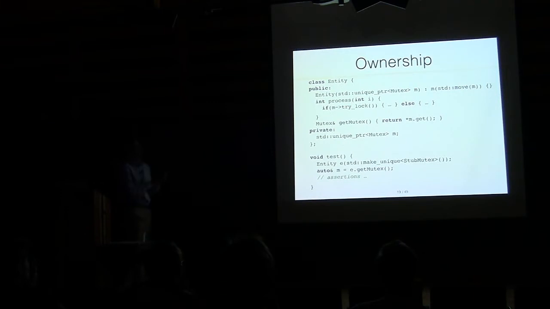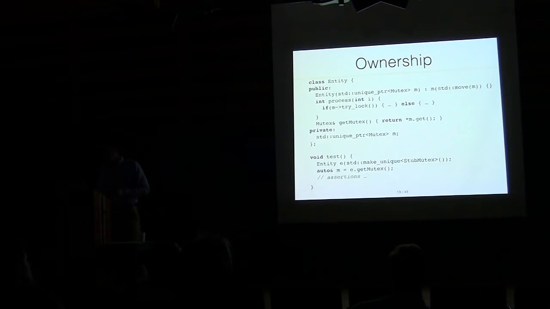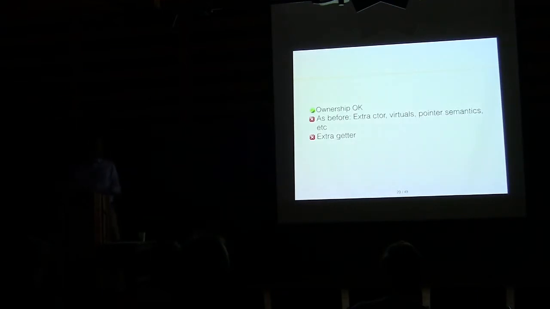So the first thing which really needs fixing is the ownership problem. That's the most dangerous problem. So we would like to solve that by using a unique pointer and passing a unique pointer via the constructor. Again, since we pass the mutex via the constructor and as a unique pointer, the entity is the unique owner, this means that in the test, we would not be able to exercise that mutex anymore. So somehow we need to have extra access for the mutex. So in this case, what we do is that we introduce an extra getter. But at least ownership is fine.